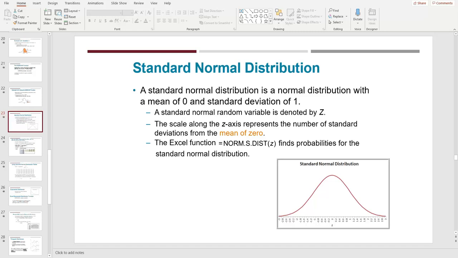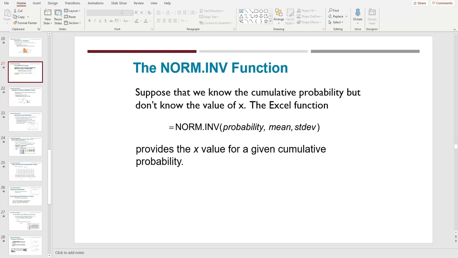Solving standard normal distribution problems is similar to what we've done before with normal distribution problems that have a given mean and standard deviation. Now let's talk about inverse functions in Excel. Suppose that we know the cumulative probability but don't know the value of our random variable. To find that, we use the Excel function NORM.INV with our parameters being probability, mean, and standard deviation.